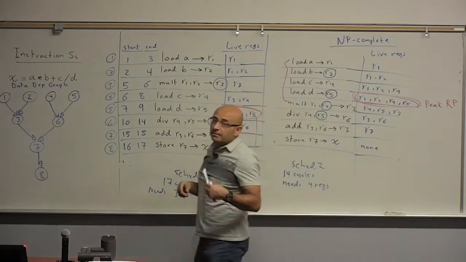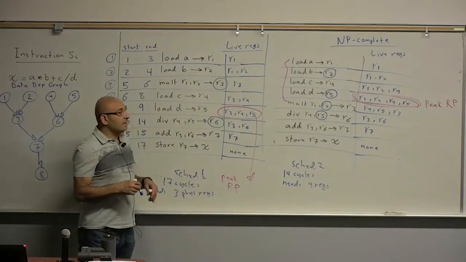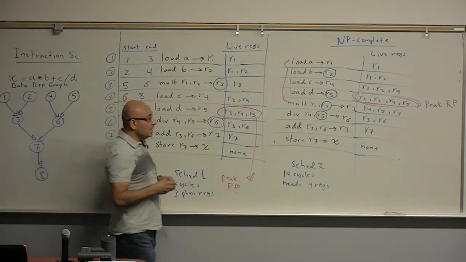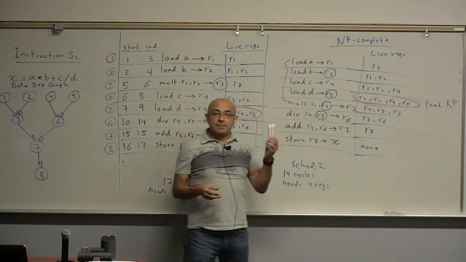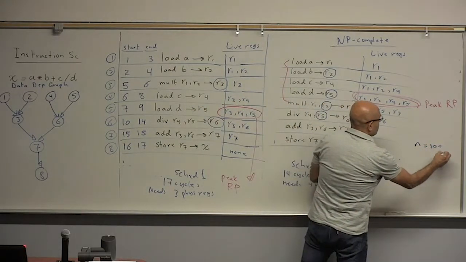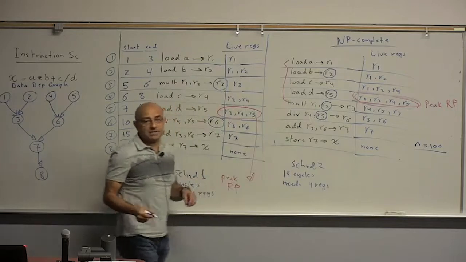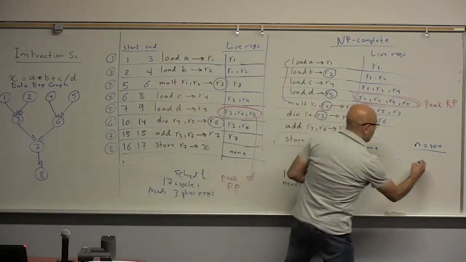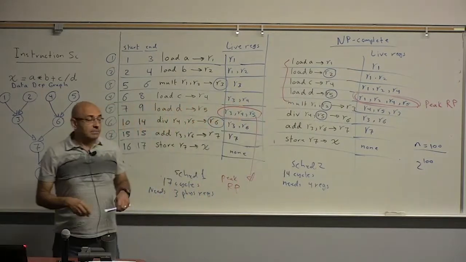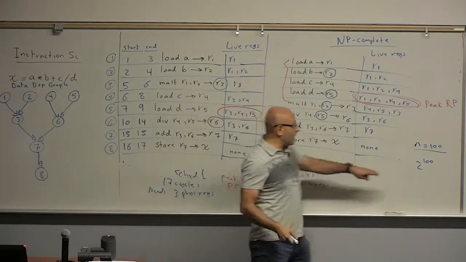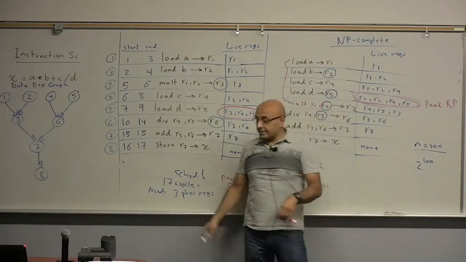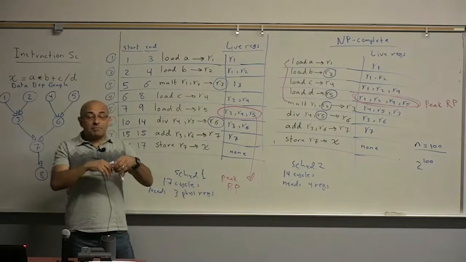And exponential and factorial algorithms take a long time. For practical purposes, if you have, for example, a problem with n equals 100, so in our case, n is the number of instructions. So 2 to the power 100. So this is a huge number. If you do the math for this, you will get millions of billions of years.